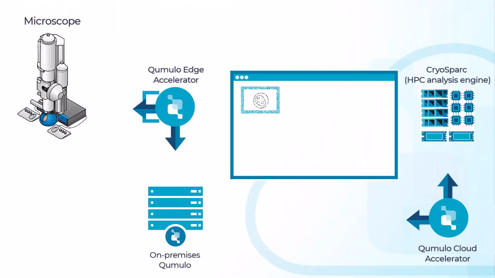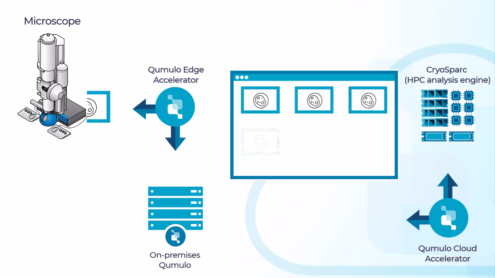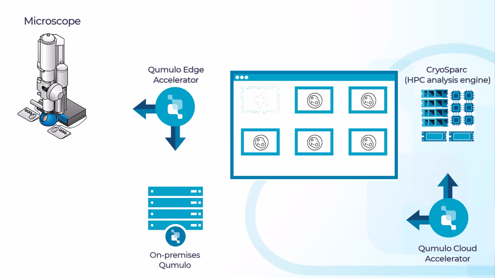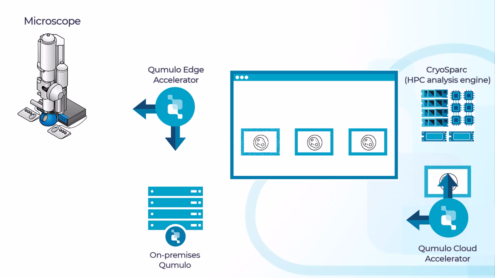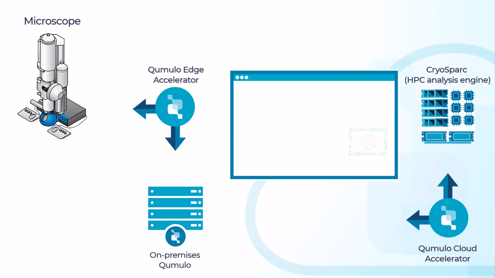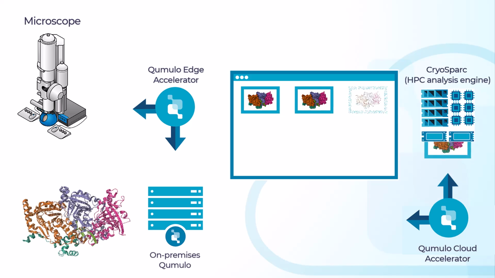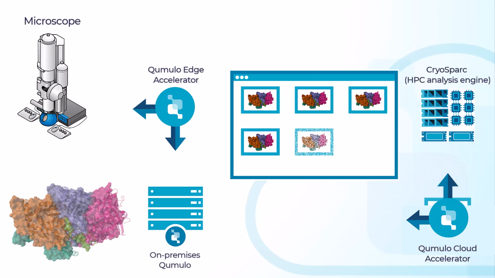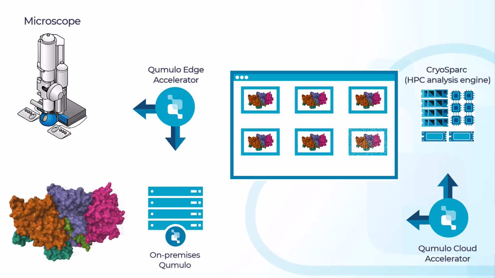When the image files are uploaded from the microscope to the Edge Accelerator, they not only become immediately visible to clients connected to the on-premises Qumulo cluster, but also to the Qumulo Cloud Accelerator, meaning that CryoSparc can begin analyzing images from the cloud in real time as they're ingested from the wet lab. And as CryoSparc generates new high-resolution 3D images and writes them back to the Cloud Accelerator endpoint, they appear in real time back in the data center where research teams can begin using them.